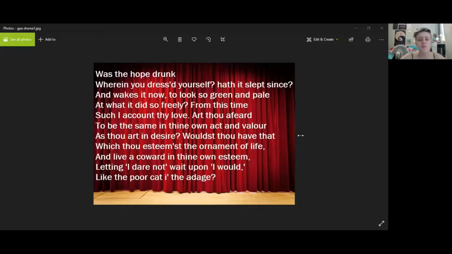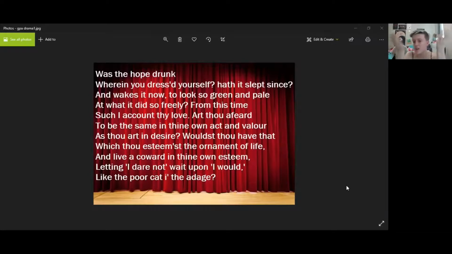A really important thing when looking at these monologues is trying not to get bogged down and lost in the words. There can be a lot of words to say things that are really simple. If we look at those first few lines, was the hope drunk wherein you dressed yourself, and hath it slept since, and wakes it now to look so green and pale at what it did so freely? That is a lot of words just to say, where's your hope gone? You were hopeful before, and now you're scared.